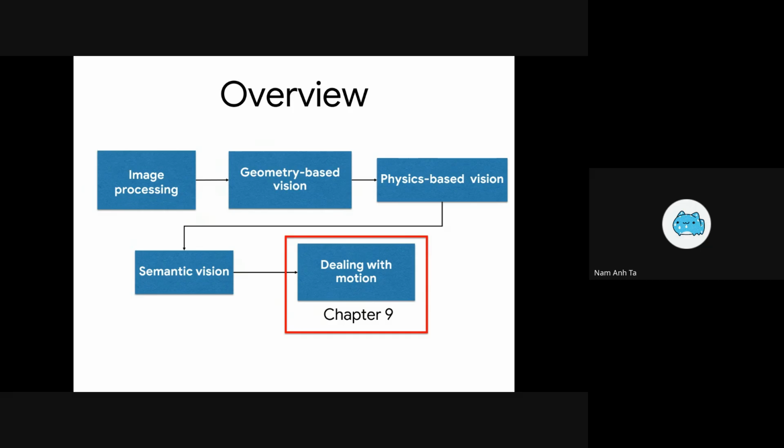We will begin with image processing, focusing on pixel level changes. The second is geometry-based vision, or geometric vision, which deals with the mathematical relationships of movements. The third is physical vision, which involves the real-world physics of motion. The fourth is semantic vision, where we understand what is moving. And finally is motion handling: how can we actually process and manage this type of data?